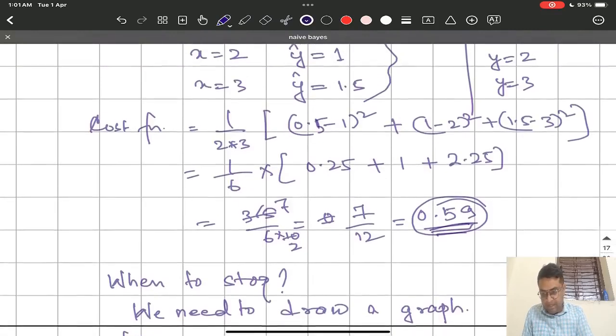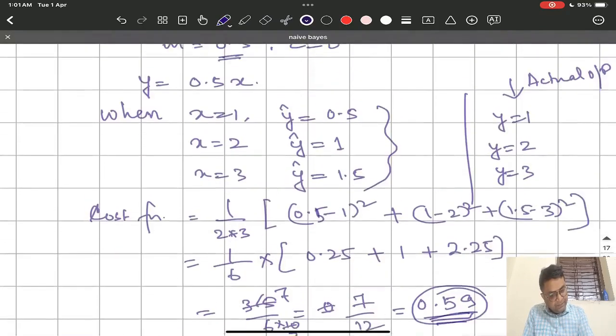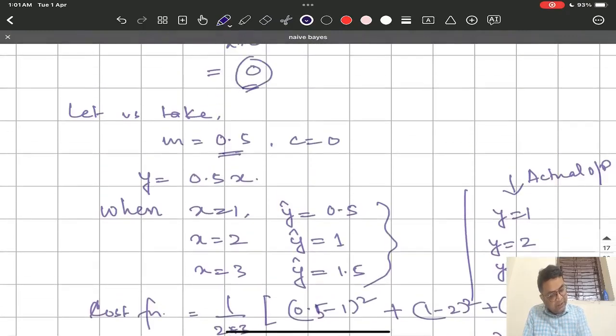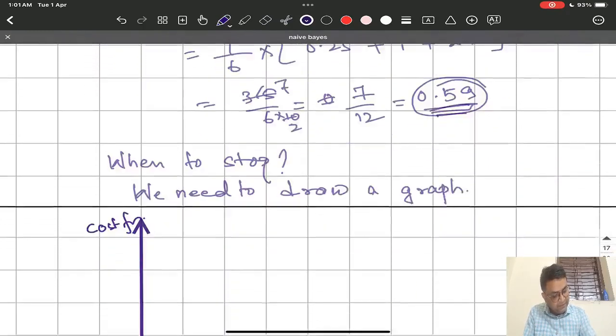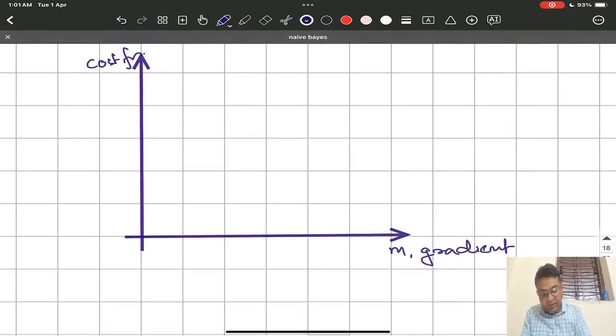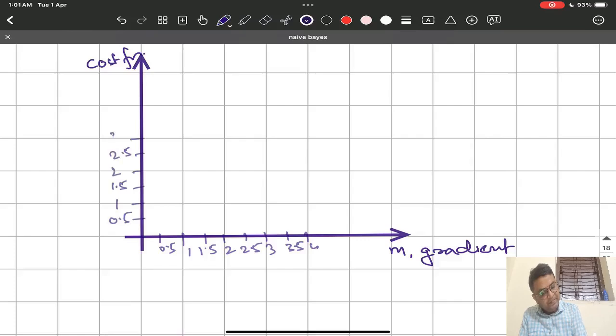Now what it is said, when the gradient is 0.5, the cost function is 0.59. So what do you write? You write 0.5, 1, 1.5, 2, 2.5, 3, 3.5, 4, like this. And similarly over here I also write like this: 0.5, 1, 1.5, 2, 2.5, 3, 3.5. It's written like this.